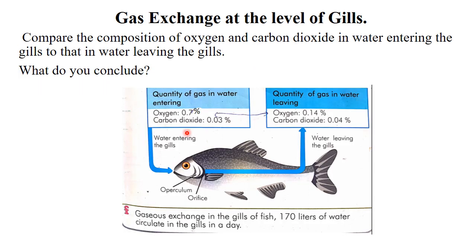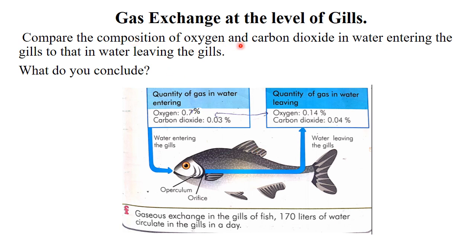So again, as we can see here, water entering the gills is rich in oxygen. It travels inside the mouth to reach the gills. At the level of the gills, gas exchange takes place. In other words, oxygen is absorbed from the water to the gills while carbon dioxide is released from the gills to the water. This is why water leaving the gills is rich in carbon dioxide.